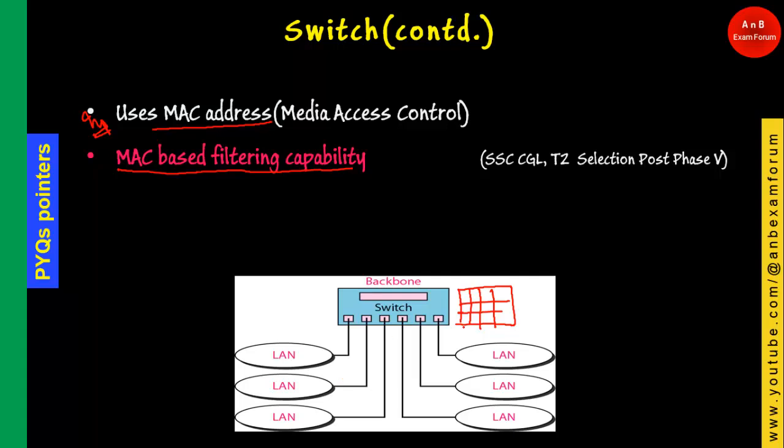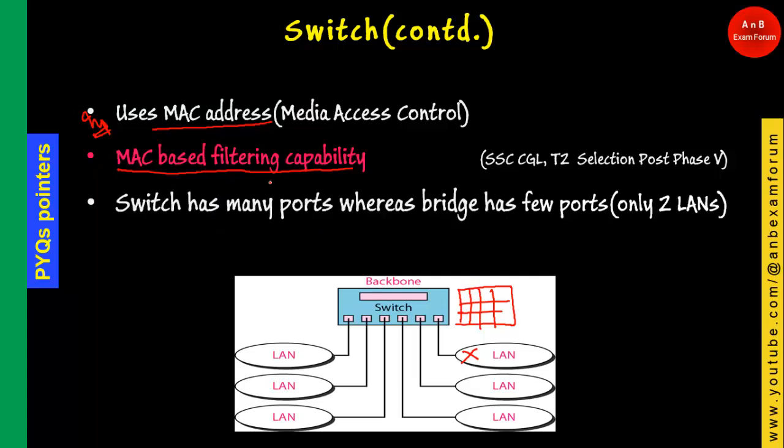Suppose this table says that it should not be sent to LAN this number. So it is going to reject all the packets based on this table. This is what is called MAC based filtering. And as I told you, a switch has many ports, whereas a bridge has few ports in it. These are two similar devices, but the basic difference is this only.